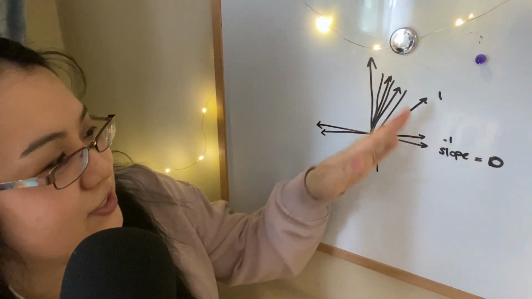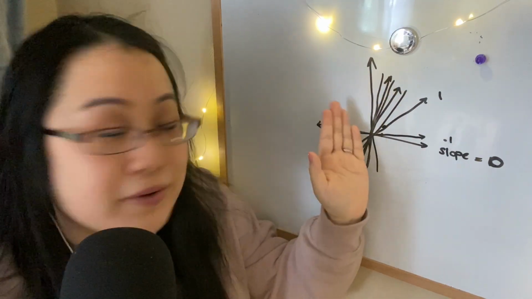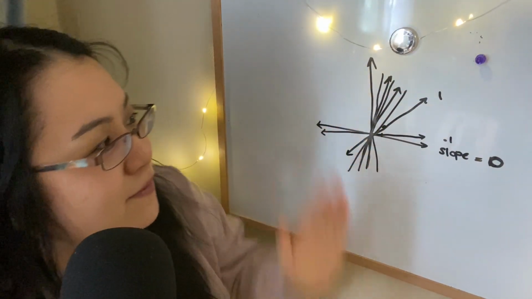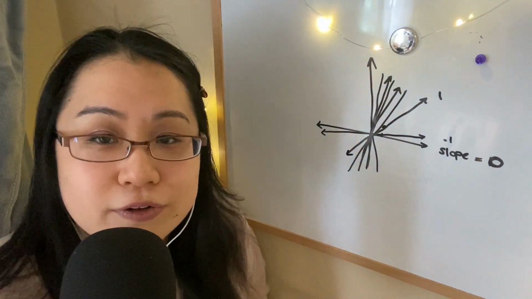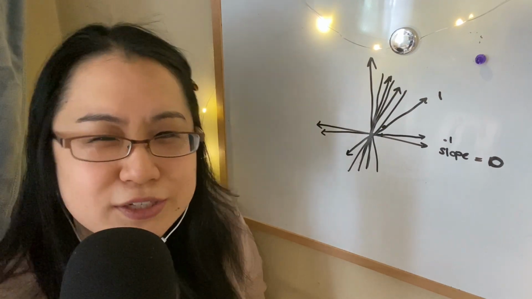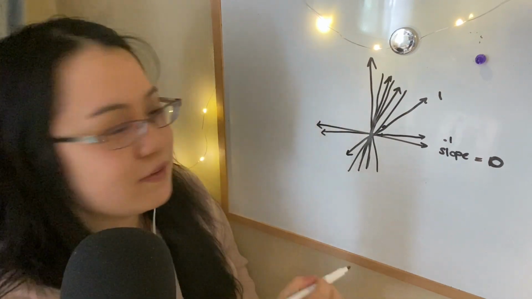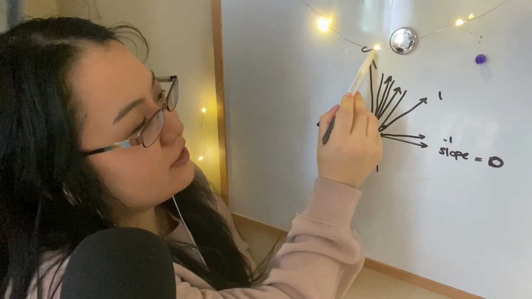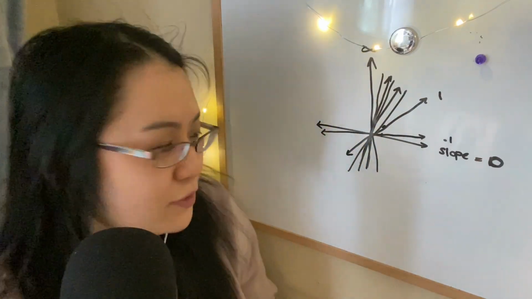These are all increasing slope, steeper and steeper, okay? Then we have a vertical. Now here's an interesting one. The vertical line is going to have infinite slope. You can kind of think of it that way. Infinity is not a number, but you can kind of picture this little asymptote.